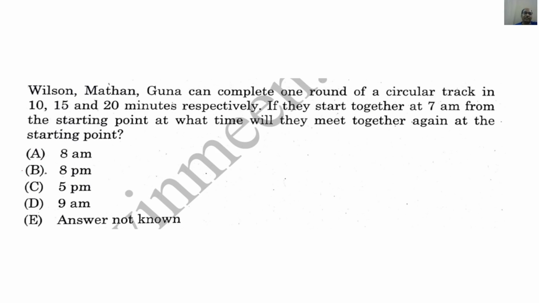Yes, of course. So Wilson, Matan and Guna can complete one round of a circular track in 10 minutes, 15 minutes and 20 minutes respectively. If they start together at 7 am from the starting point, at what time will they meet together again at the starting point?